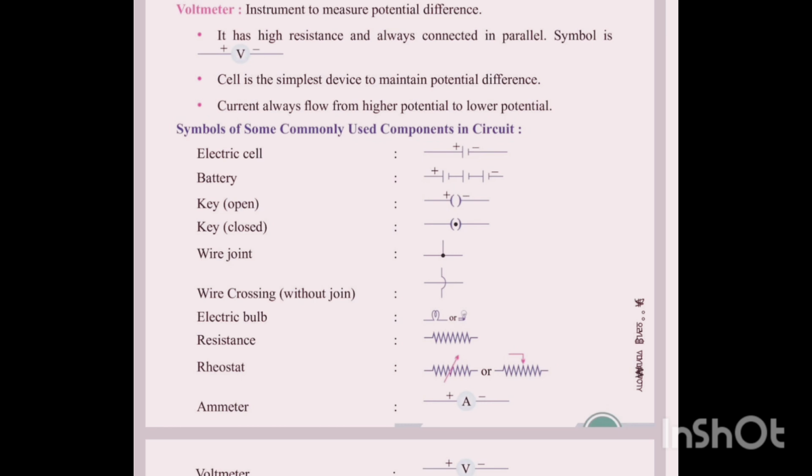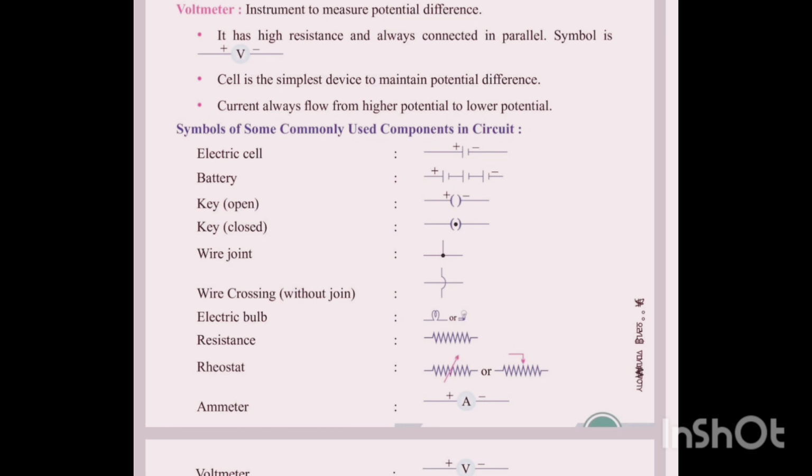One more important point to remember about the voltmeter: the cell is the simplest device to maintain potential difference. How can we maintain the potential difference? By using the cell, as it is the simplest device. Current always flows from higher potential to lower potential. These points you have to remember about the voltmeter. It is connected in parallel because of its high resistivity or resistance. The symbol is already given. Next, the cell is the simplest device to maintain potential difference. The third is that current always flows from the higher potential to the lower potential.